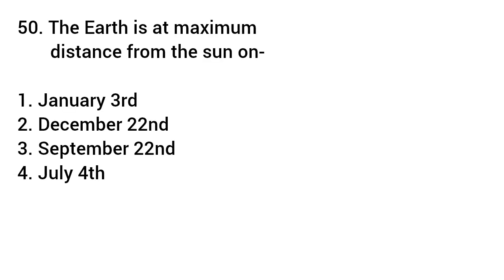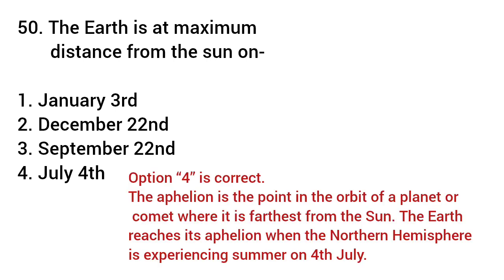The Earth is at maximum distance from the sun on. Answer. Option 4 is correct. The aphelion is the point in the orbit of a planet or comet where it is farthest from the sun. The Earth reaches its aphelion when the northern hemisphere is experiencing summer, on 4th July.